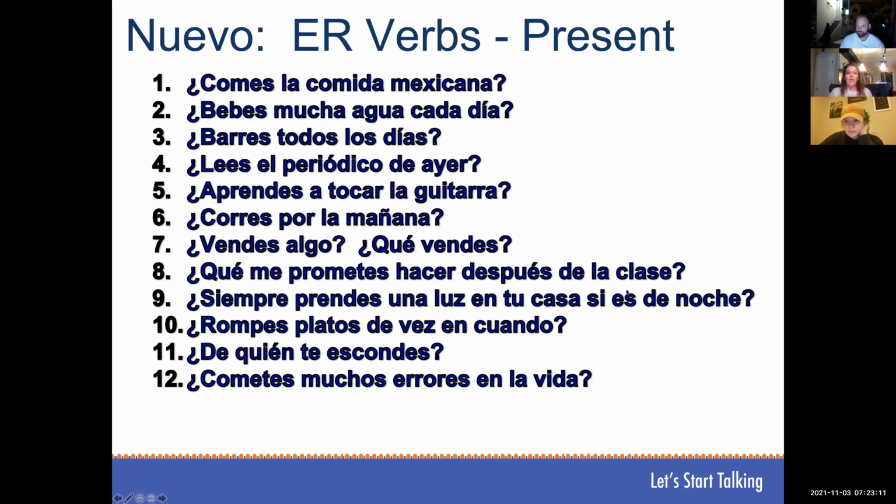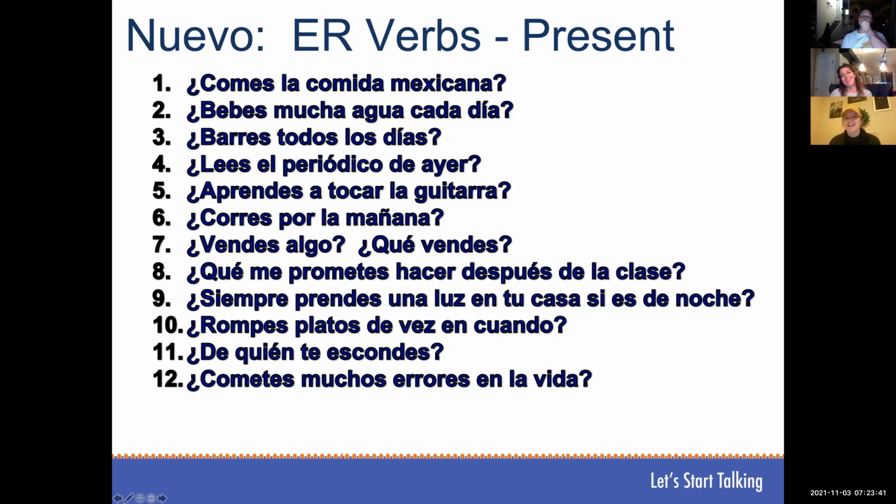¿De quién te escondes? ¿Qué significa escondes? To hide. So who am I hiding from? Me escondo de mi gato. He's in a mood. Me escondo de mi gato. Me escondo de mi gato. Muy bien.